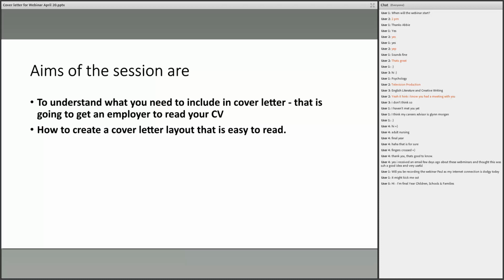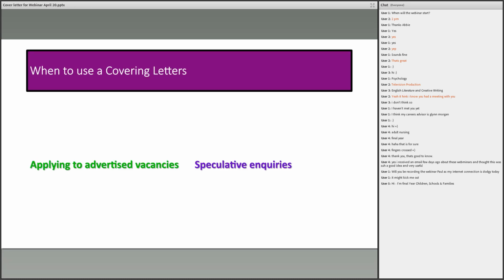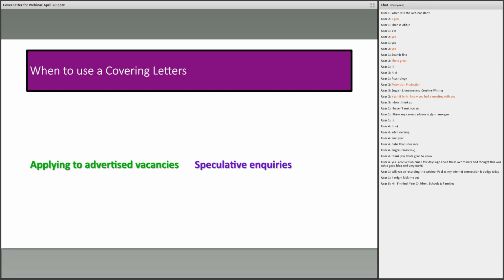So the aim of the session is basically to give you an understanding of what to include in a cover letter, because what we want is an employer to read your cover letter. And I'm going to show you how to create the layout of a cover letter that is easy to read.